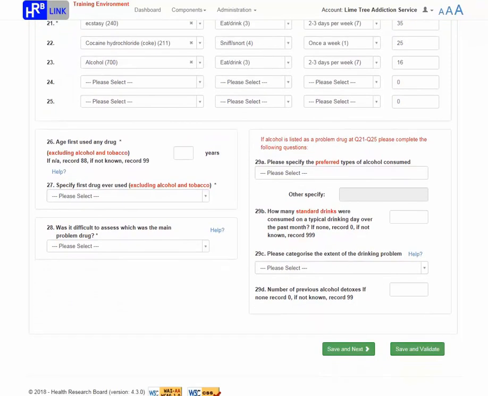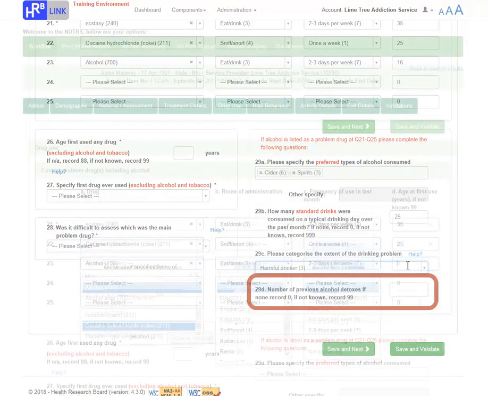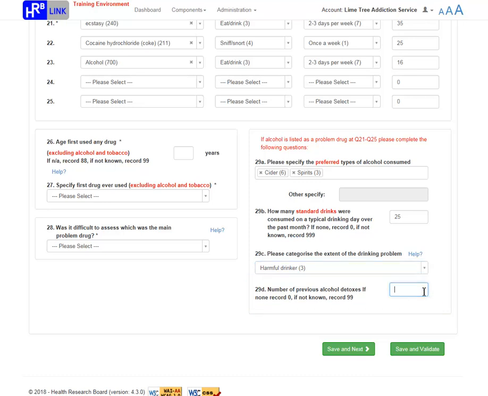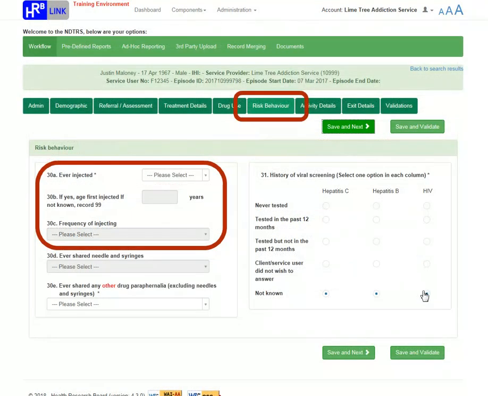Question 29D, number of previous alcohol detoxes. In order to understand better the harm of problem alcohol use, a new question looks to ascertain the number of alcohol detoxes a client has previously undergone. The need for alcohol detoxification can be an indicator of chronic harm caused by problem alcohol use. Please note this only refers to detoxes carried out under medical supervision. If the answer to this question is unknown, then select 99.